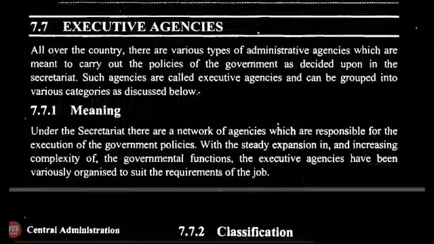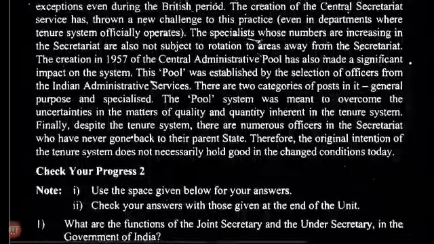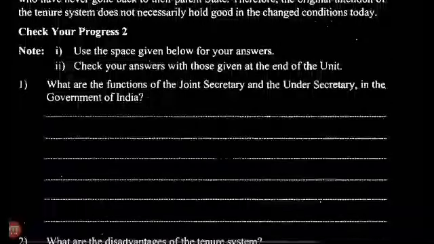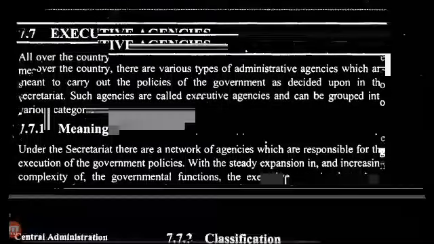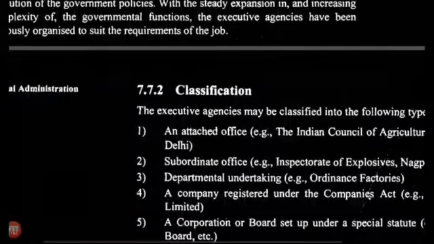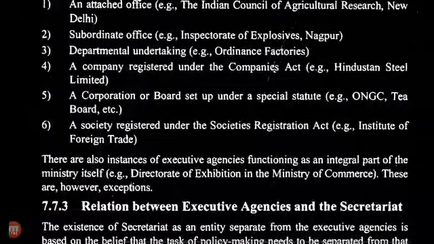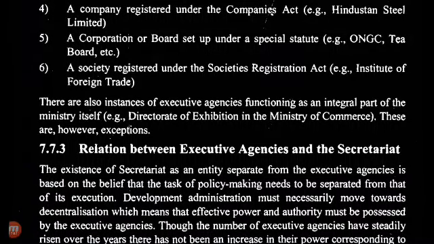Classification. The executive agencies may be classified into the following types. Number 1. An attached office. Example: the Indian Council of Agricultural Research, New Delhi. Second, a subordinate office. Example: Inspectorate of Explosives, Nagpur. Third, a departmental undertaking. Example: Ordnance Factories. Fourth, a company registered under the Companies Act. Example: Hindustan Steel Limited.